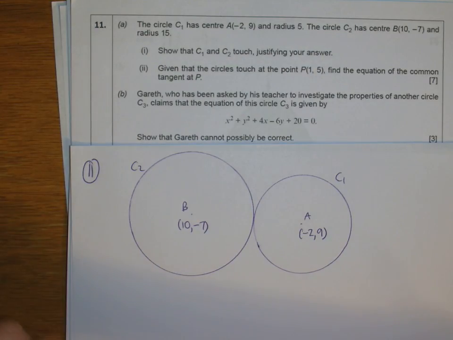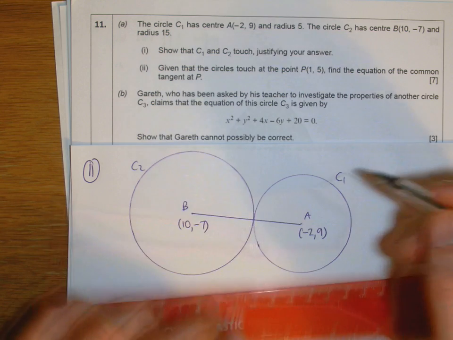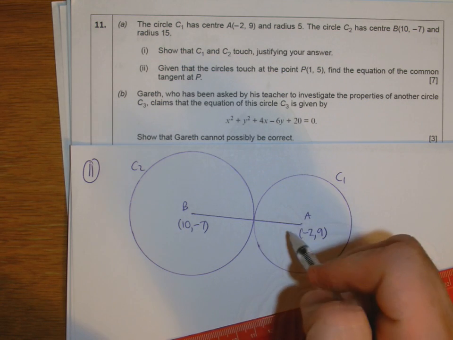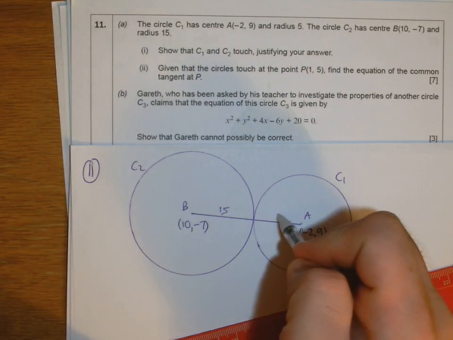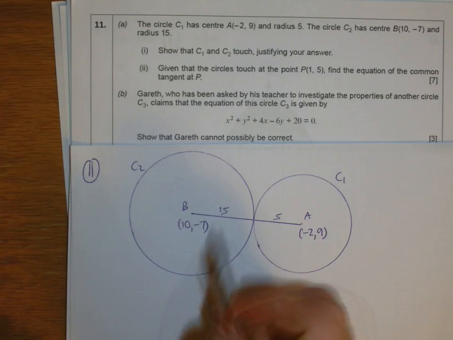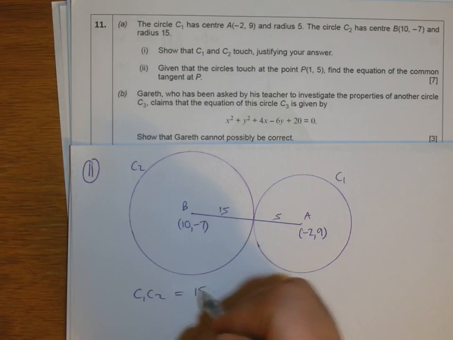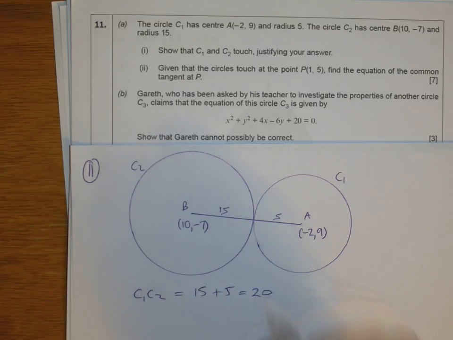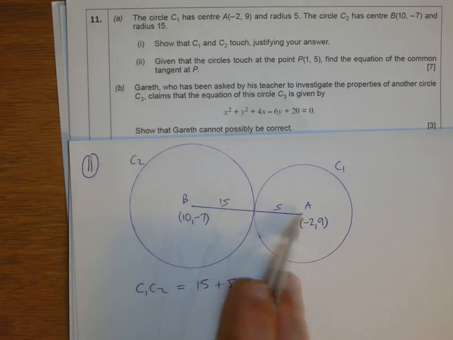Now, if they touch, then the distance between the two centers should equal the two radii added together. So the radius of circle 2 is 15, the radius of circle 1 is 5, so the distance between the two centers should add up to the radii. If I call this C1C2 the distance between the two centers, then this should equal the radii 15 and 5 added together, which gives you 20. So all we have to do is work out this distance between the centers C1 and C2. I could also call it AB.